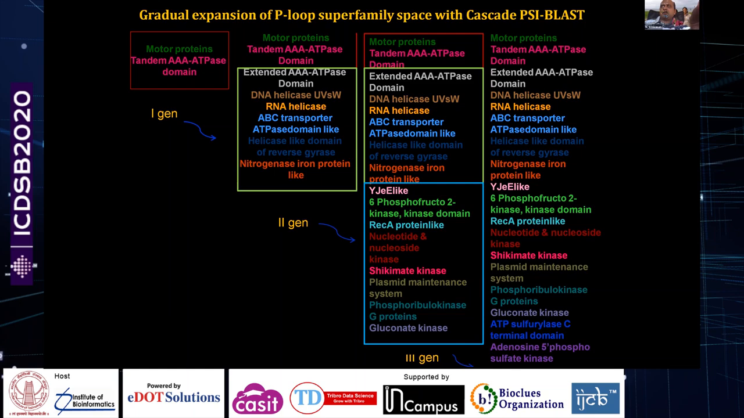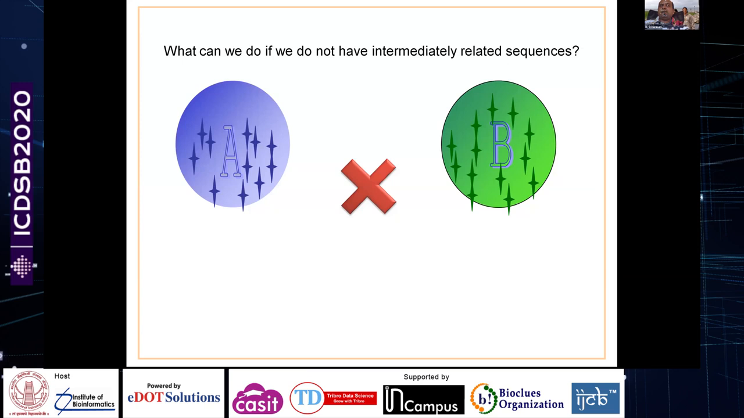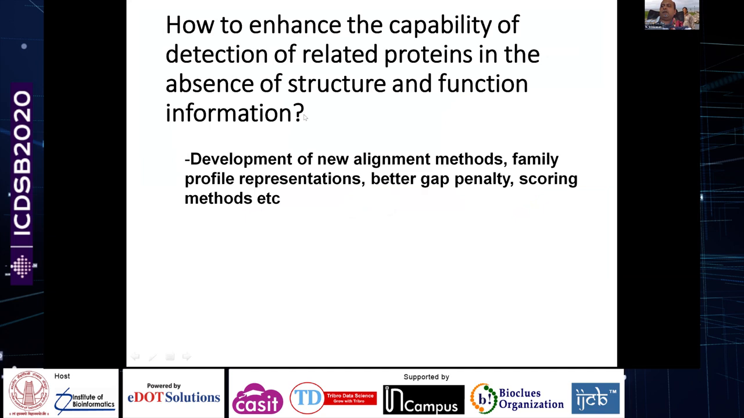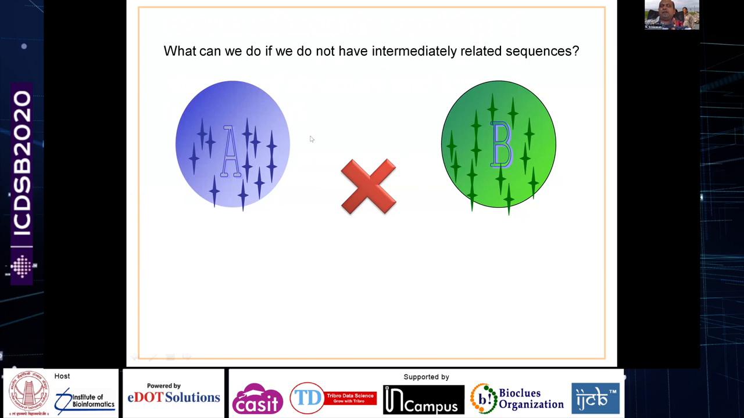But sometimes this method depends on the availability of intermediately related sequences. What if you don't have any intermediately related sequence here? So we got sad about it. It can't be successful in all cases. Although sequences are coming in very large numbers by the day, you still have many void and sparse regions in the sequence space.